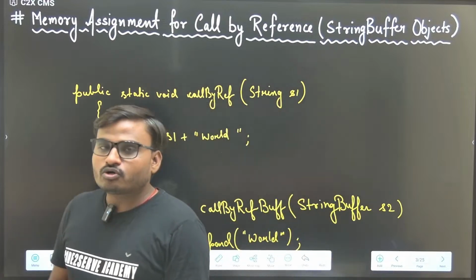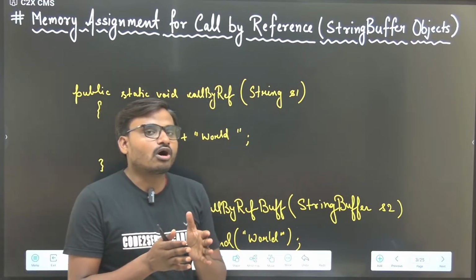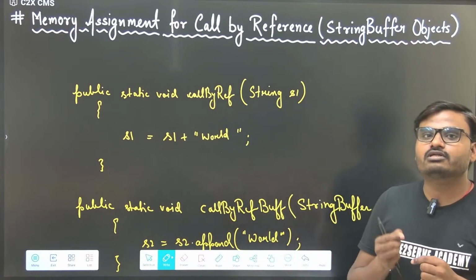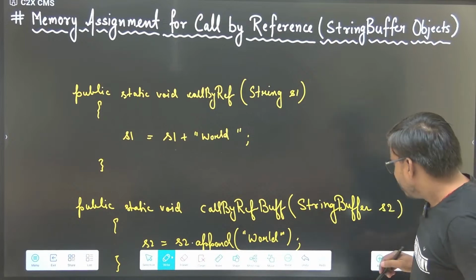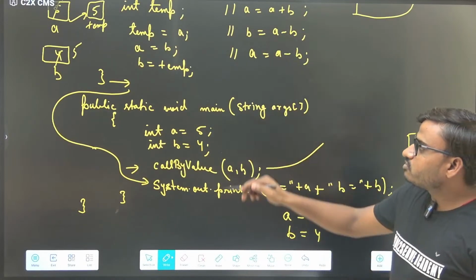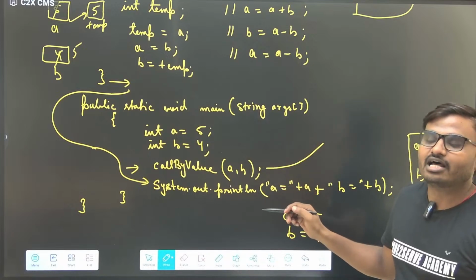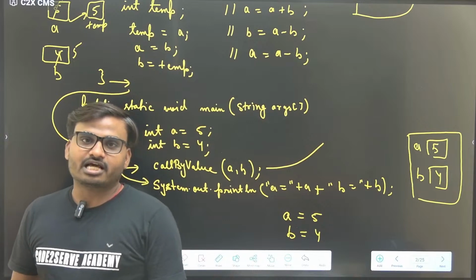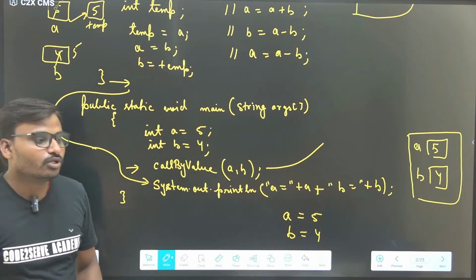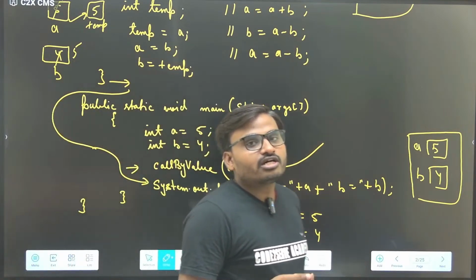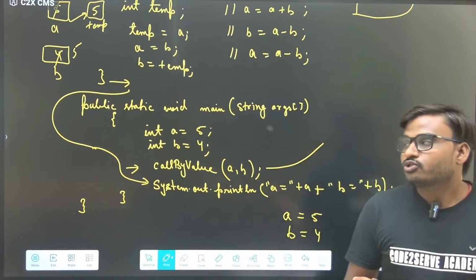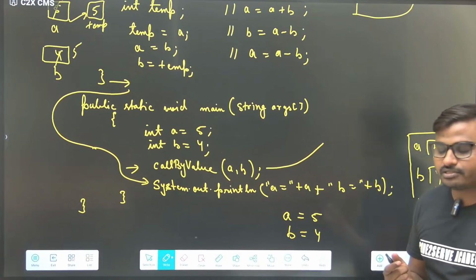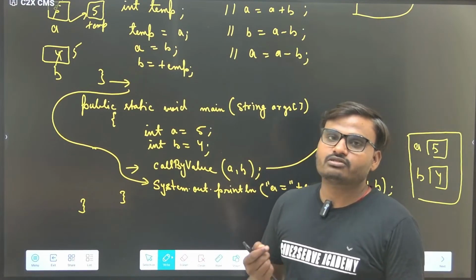In call by reference, the same copy is passed, and whenever changes happen, they happen in the actual copy. You already know that for call by value, any primitive data type we pass becomes a call by value. Now if you are passing a user defined type, that is an object, that will be a call by reference. So in call by reference, the changes happen in the actual copy.